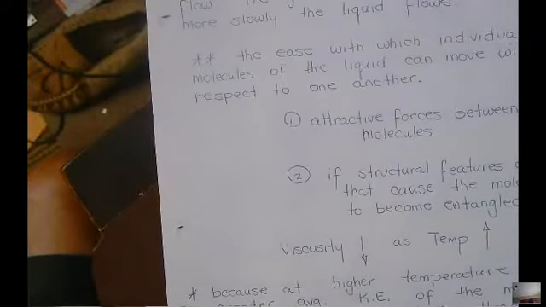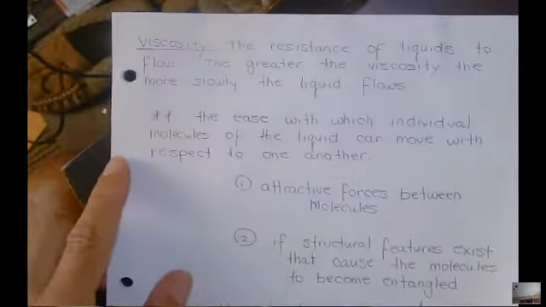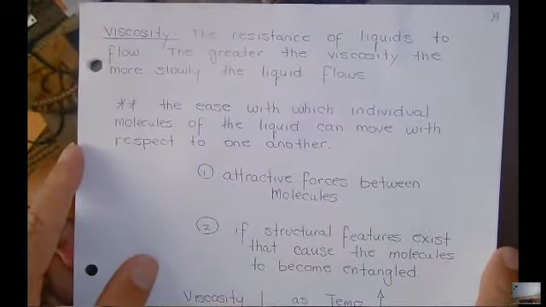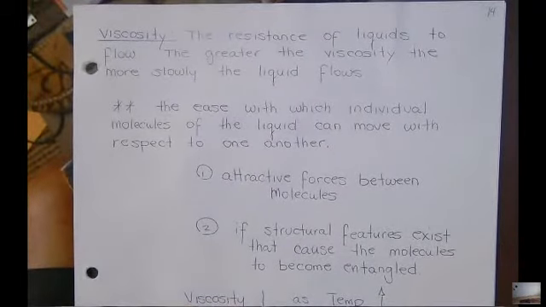Okay, let's look at some of the properties that are affected by these kinds of forces. The first one is called viscosity, when something is very viscous. My favorite example of viscosity is honey, right? Honey, or syrup, is among the most viscous substances that we know of. The definition of viscosity is the resistance of liquids to flow past one another. The greater the viscosity, the slower the liquid flows.